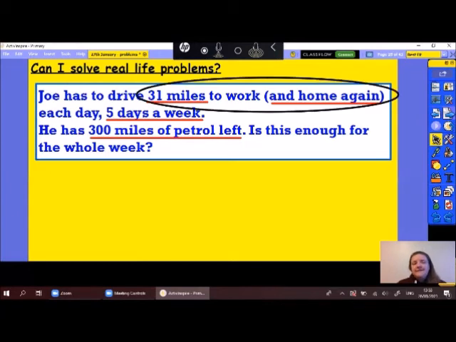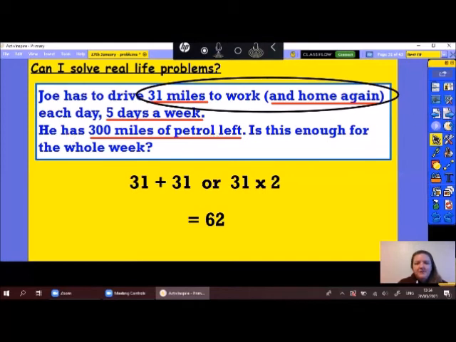Let's take it step by step to work it out. So the first thing we need to look at is this 31 miles to work and home again. That's quite easy to deal with because what we need to do is either 31 add 31 or 31 times 2. So we just need to double it. And what does that make? 62. So he drives 62 miles a day. But of course, that wasn't what the question was asking us. It's asking us about a whole week. So we've still got more calculating to do.